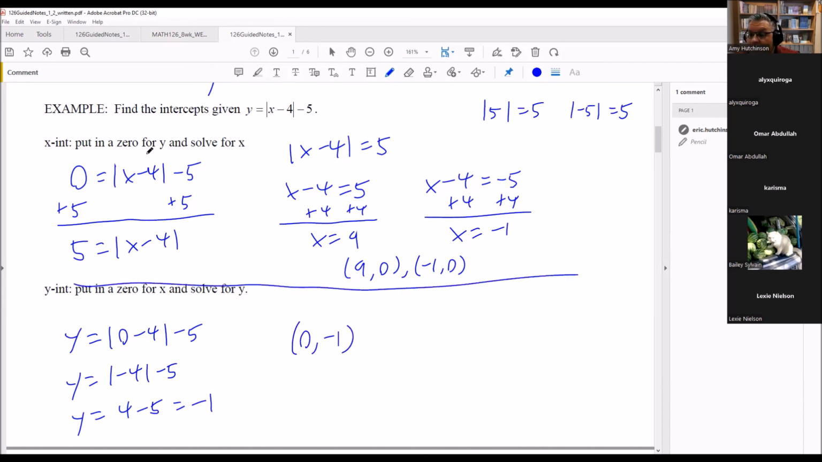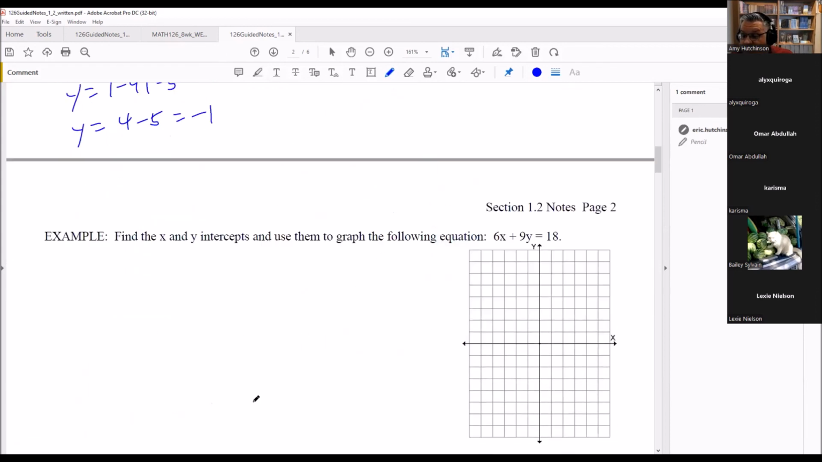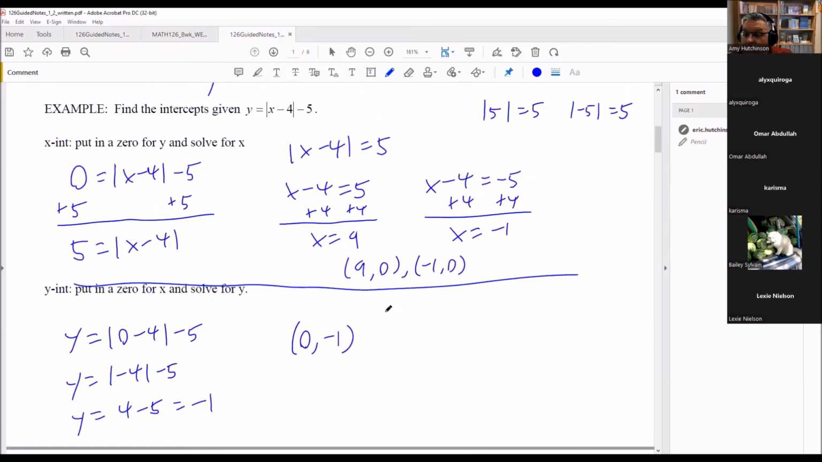Let me separate that here. So the x-intercepts are 9, 0 and -1, 0, but then the y-intercept here would be 0, -1. And so that's as far as I want to go today with that. I just wanted to do a little bit of 1.2 for you, just to get that started. Of course, there are some more examples that we'll be doing later. This is getting into graphing, so we'll do all that tomorrow. I just want to focus more on the algebra stuff for now.